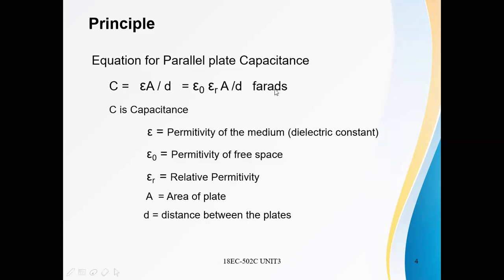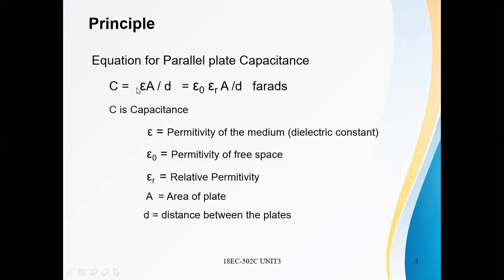Here C is the capacitance. The units here are farads. Based on this equation, if there is a change in the area of the plates, it is directly proportional to the capacitance. That means the capacitance is directly proportional to the area and inversely proportional to the distance between the plates. If any one of these parameters is varied, the capacitance will be varied.